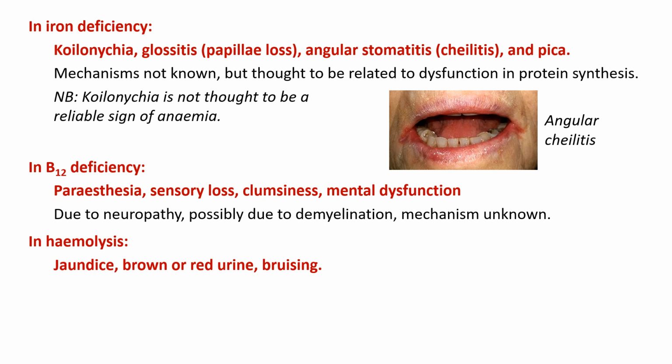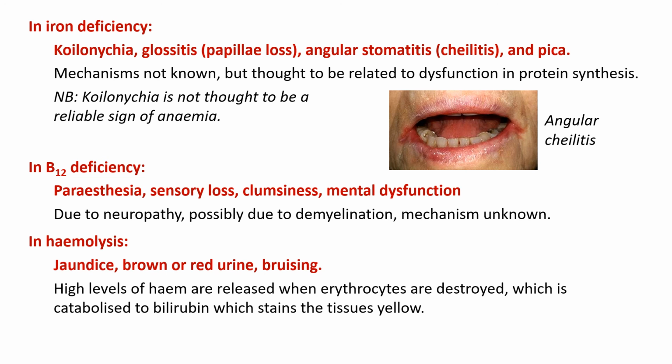In hemolysis, so hemolysis is about breakdown of the erythrocytes, lysis of the erythrocytes. This is going to release heme, and this gives us jaundice. It gives us a darkening of the urine, or in some cases red urine, and potentially bruising. So when erythrocytes are destroyed, of course, the heme is released. How we normally deal with it is that it gets broken down into bilirubin.